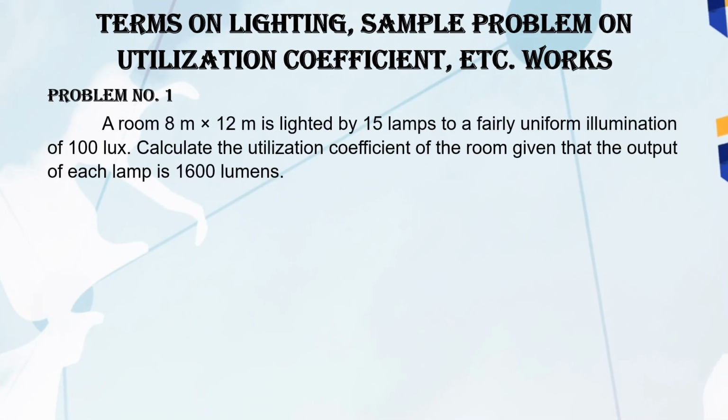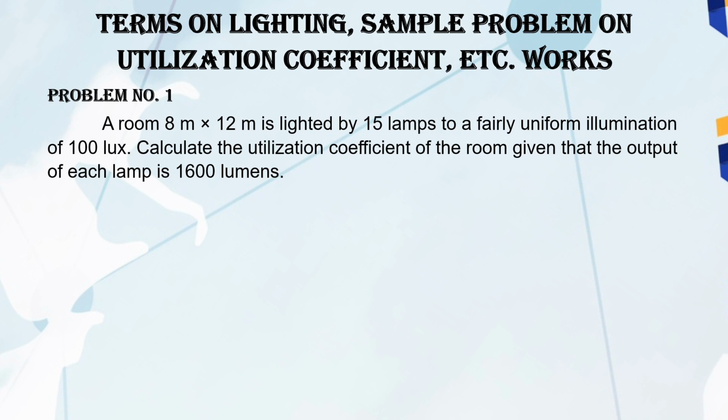And now, let's proceed to the sample problem. Problem number 1. A room 8 meters by 12 meters is lighted by 15 lamps to a fairly uniform illumination of 100 lux. Calculate the utilization coefficient of the room given that the output of each lamp is 1,600 lumens. So, ang atong gipangita kay utilization coefficient.